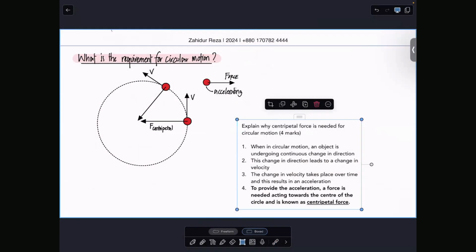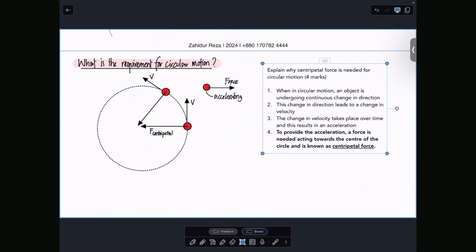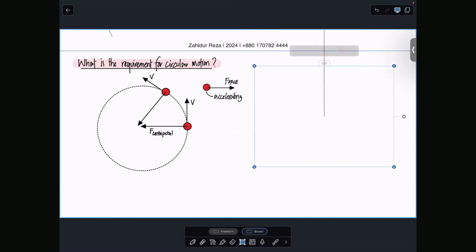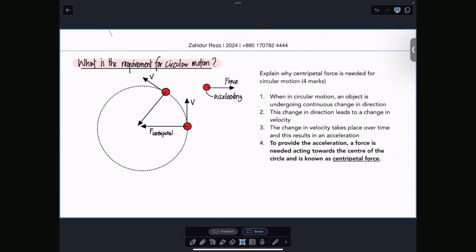So 4 marks. Always remember your answer has to be with context. Okay, what I'm giving here, this is just a template, right? Use whatever the exam asks to write your answer. So just keep that in mind.